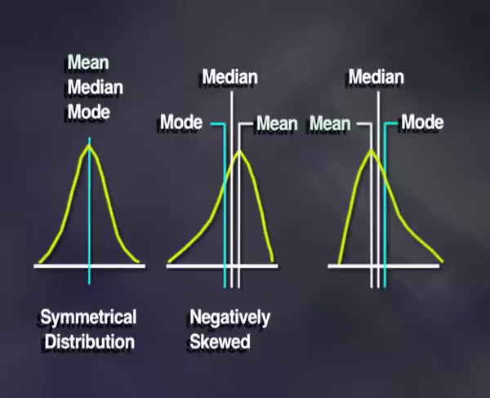If the right tail is longer than the left tail, the distribution is said to be positively skewed. In the figure, you can see the right tail is elongated, and also you can see mean is greater than median, is greater than mode.